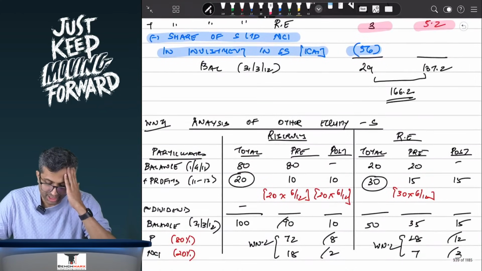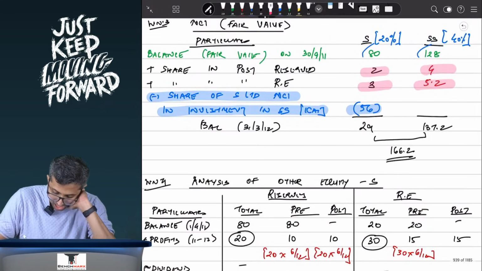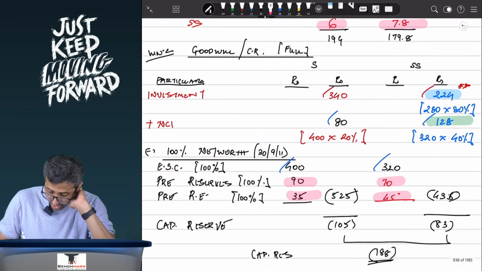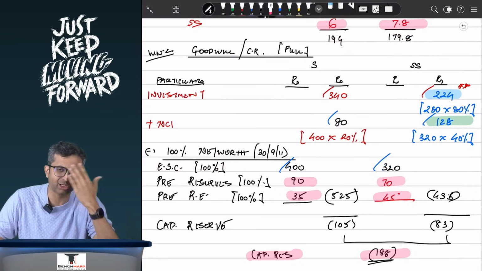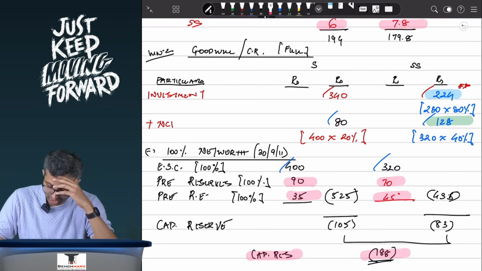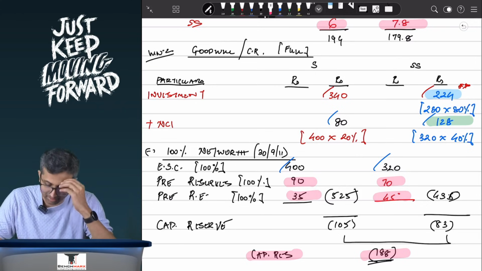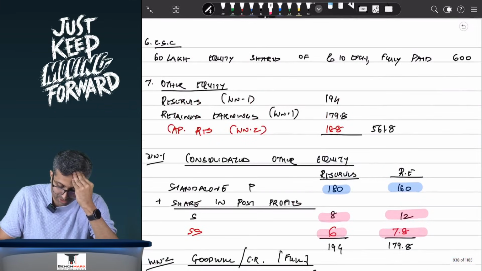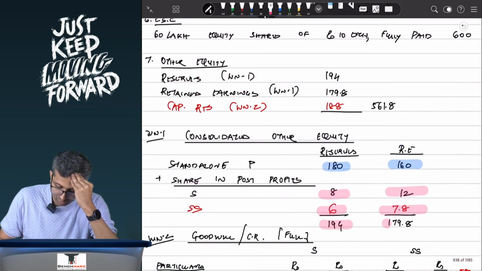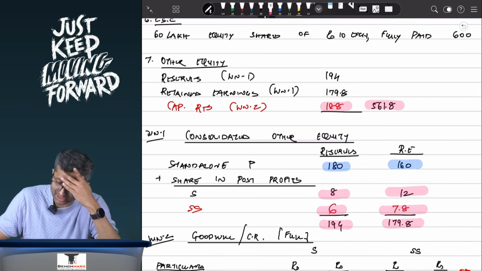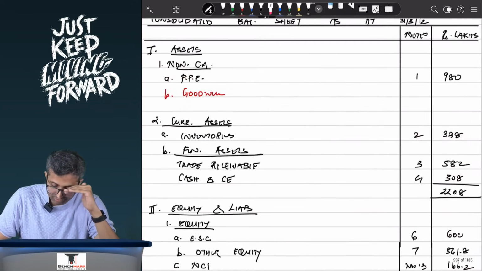Once you do this, you will total up everything, and this will be 166.2 of NCI. There will be around 188 of capital reserve. You can even show it as a gain on bargain purchase, but usually if there are reasons attributable for this, you can show it as a gain on bargain purchase. Otherwise, directly show it as a capital reserve, and your total consolidated other equity will possibly come to around 194 plus 179.8. But because there is no goodwill, there is capital reserve, you will add the capital reserve as well, and 561.8 will appear. So that takes care.